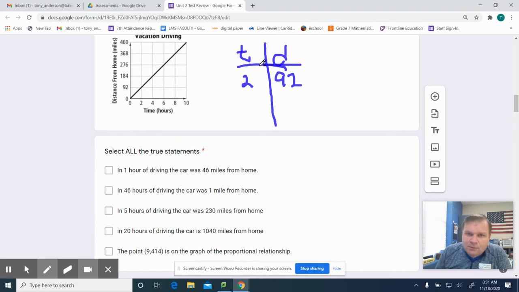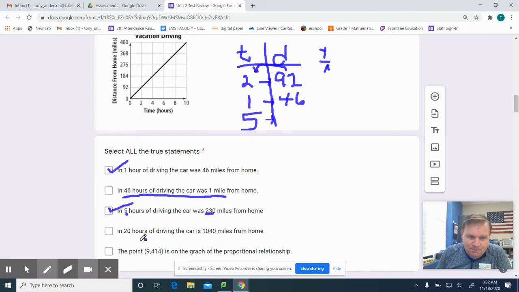If I find that constant of proportionality by dividing the y side by the x side, or in this case, the distance divided by time, that will give me the unit rate. So when I divide 92 by 2, I get 46. So in 1 hour, we go 46 miles, which is that answer. We can't flip that around like this one is, so this one's not correct. Now, I have to find this. 5 hours is 230. Well, I've got to multiply that by that constant that we found, which is 46. And 5 times 46 is 230. So we're going to check that one.